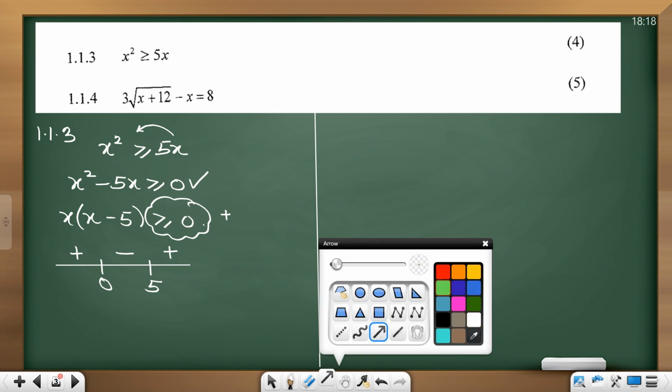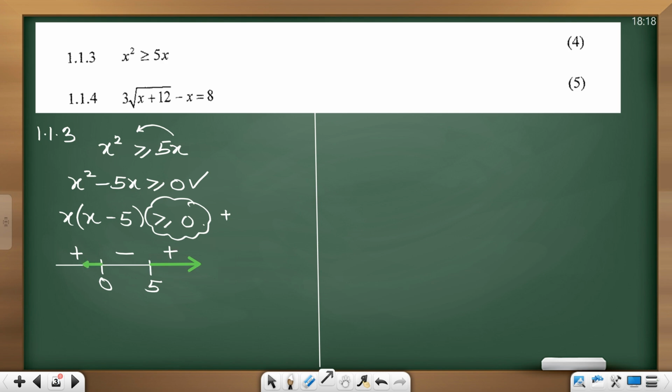I am looking for things that are greater than 0, which means they are positive. And where is my positive? My positive is right here and right there. So what are we saying? Inequality. x is less than or equal to 0, or x is greater than or equal to 5. Not taking anything for granted. All right, I will get one mark there, another mark there, another mark here, and another mark there.